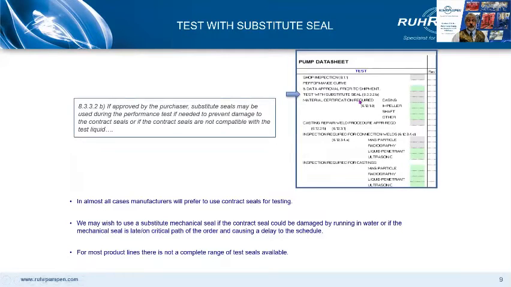Testing with a substitute seal. This is seldom requested. We would nearly always want to use the contract seal. The only time we might want to use a shop seal might be if it were capable of being damaged by running in water, or if the seal was late.